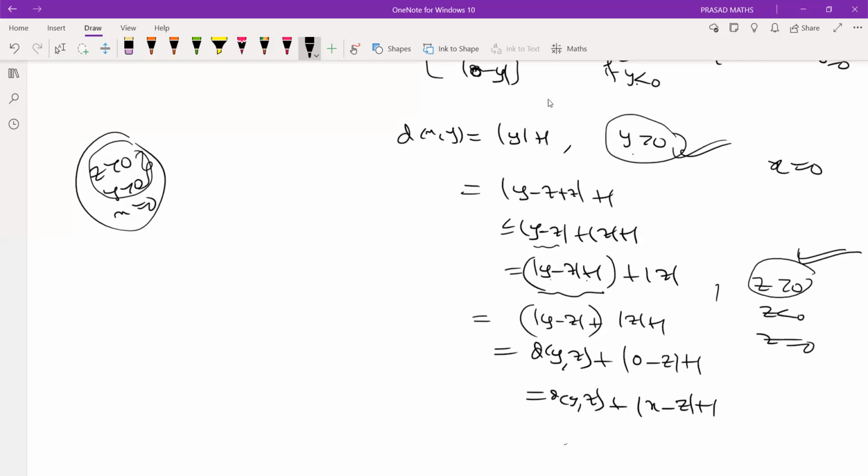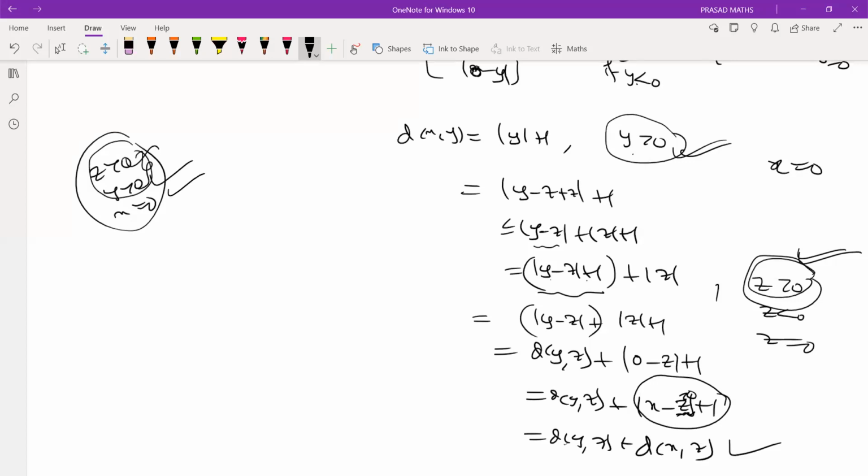So here Z is positive. Therefore, what is this? Second one: D of Y comma Z plus D of X comma Z. Understand? So triangle inequality holds, in the case Z positive, Y positive, X equal to 0. Similarly, one can show all these things. Is it clear?